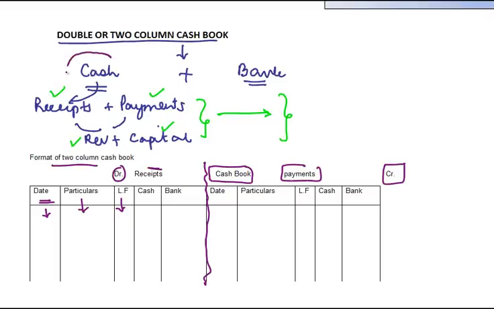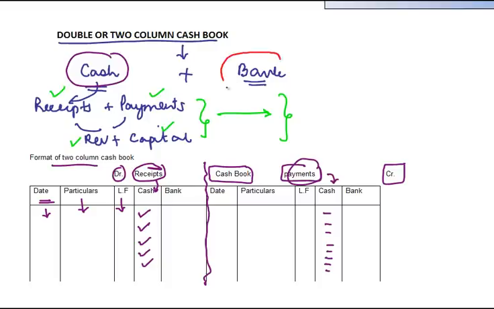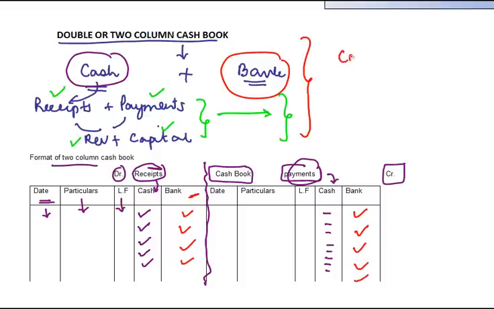If the transaction is a cash transaction, it is recorded in this column. So all the receipts pertaining to cash are recorded in this column, whereas all the payments relating to cash are put in this column. Right? Similarly, all the receipts relating to bank are put in this column, and all the payments relating to bank are put in this column.